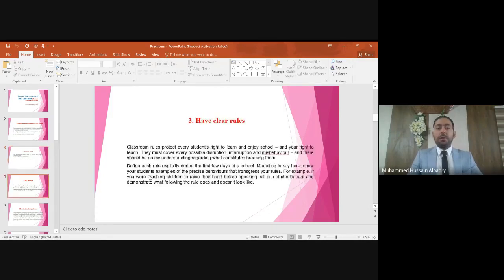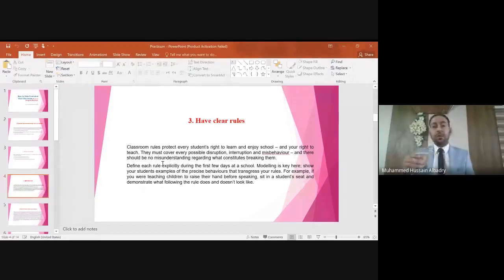Number three, have clear rules. This is very important. You have to have clear rules, starting from the very beginning of your lectures. I advise you to start at the beginning, in the first lecture. You have to have clear rules. Classroom rules protect every student's right to learn and enjoy school, and your right to teach.